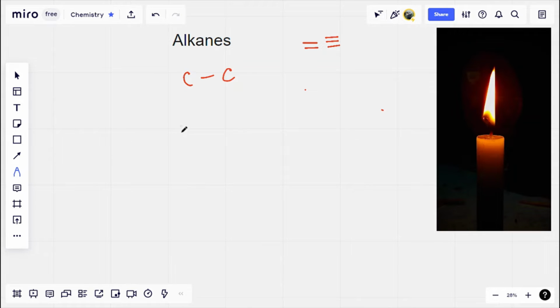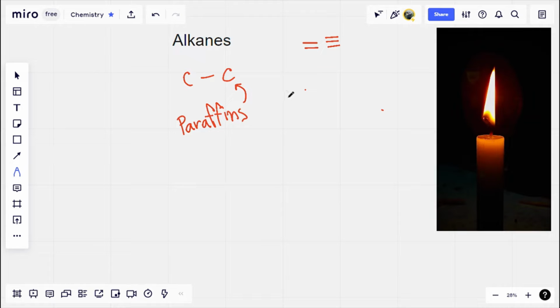In organic chemistry, alkane is also known as paraffins. The reason why is that to break the bond between carbon and carbon, we need a lot of energy. So basically, they are unreactive. So that's why they are called paraffins. And paraffins means they don't react much.